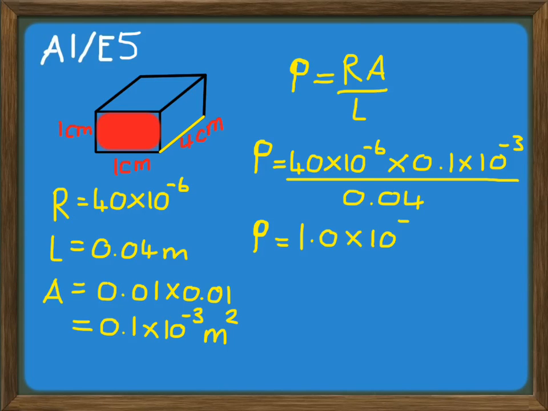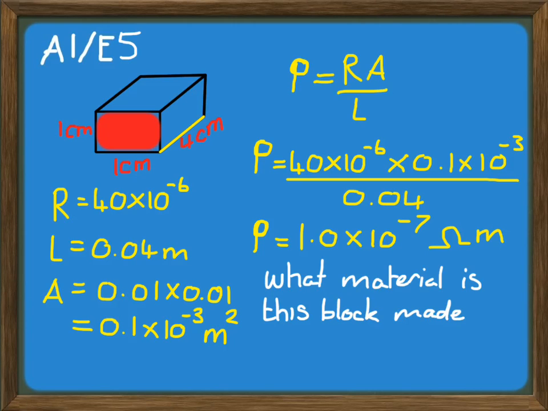We now have the resistance value given to us, which is 40 times 10 to the minus 6 ohms. If we substitute all those values in, we find that rho is 1.0 times 10 to the minus 7 ohm meters. Can you find out what material this block is made from?